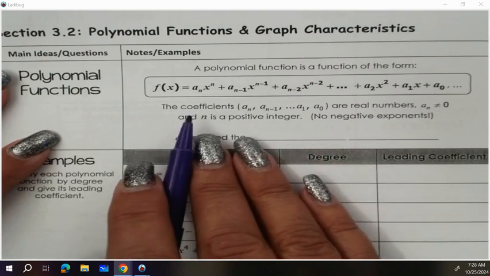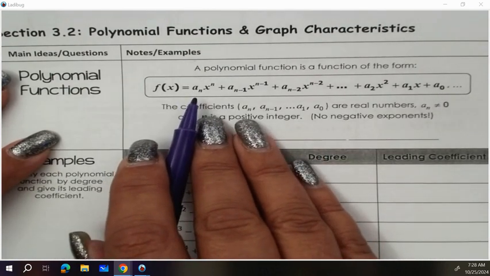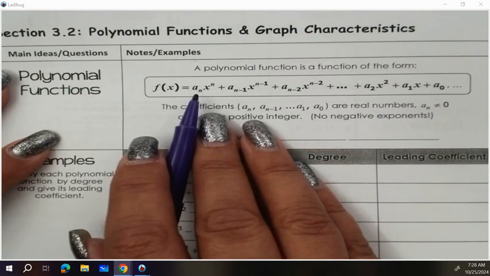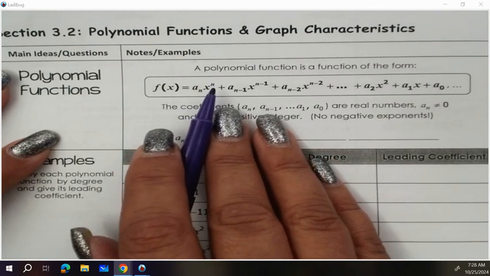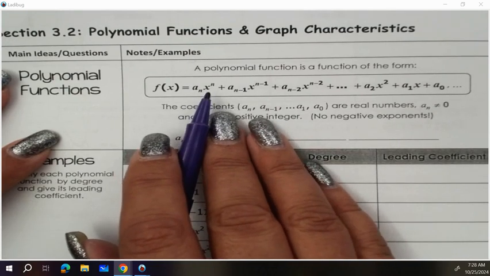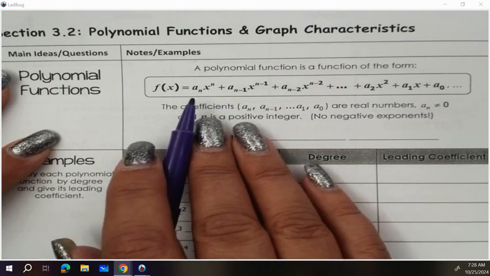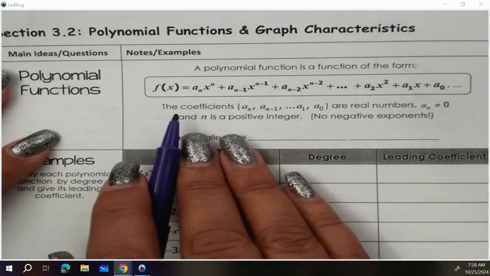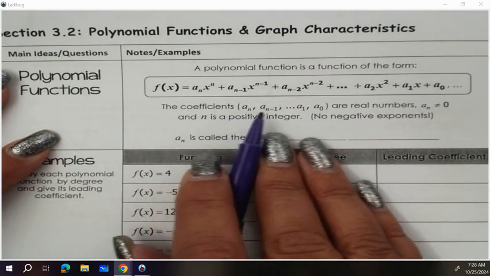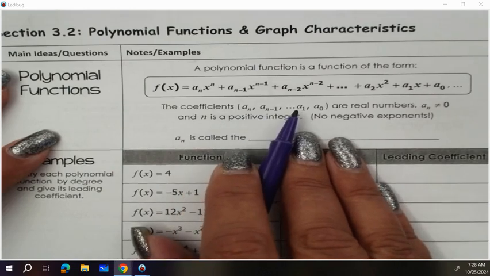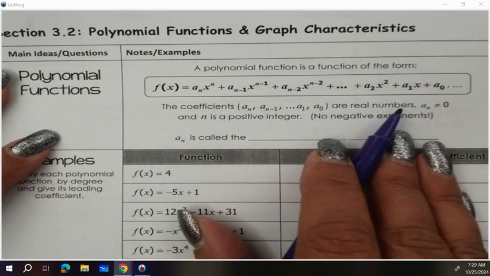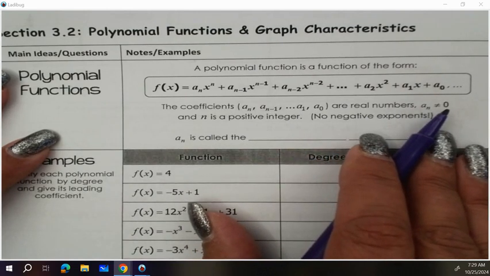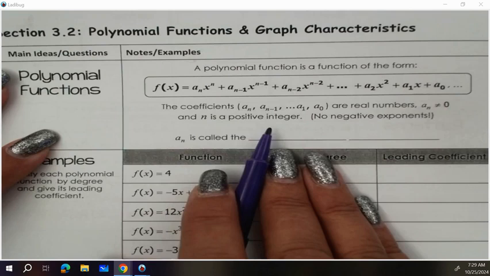The notation in this box, a sub n, is just a leading coefficient, like an integer, okay? And then it's x to the n, which means it could be like x to the third or x to the fifth or something like that. So it looks like a lot. Don't let this overwhelm you. It's really no big deal. It just says the coefficients, a sub n minus 1, a sub 1, etc., are real numbers. A sub n does not equal 0, and n is a positive integer, okay?